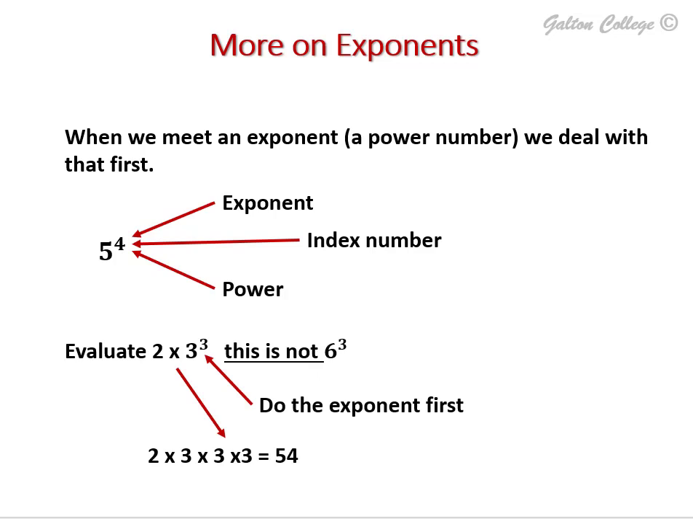Do the exponent first. So in other words, we get 3 times 3 times 3 times 2, which is 54. Whereas this is 6 times 6 times 6.